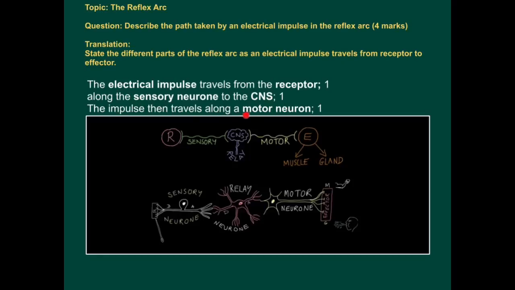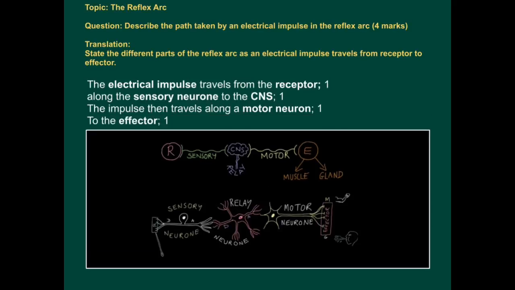The impulse then travels along a motor neuron. Think about motor for movement, so the signal's going to some part of the body which will move, and that part of the body is called the effector. So from receptor along sensory to central nervous system to motor neuron to effector. Really easy.